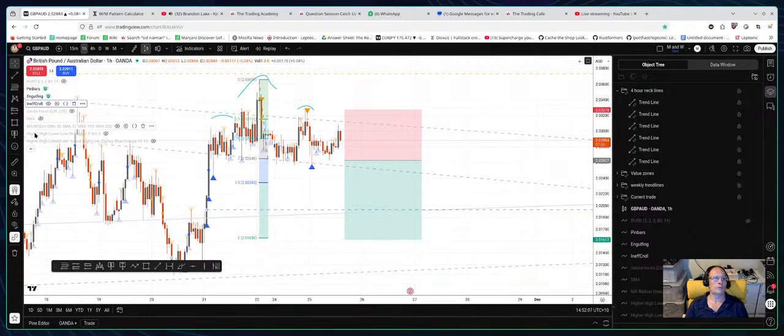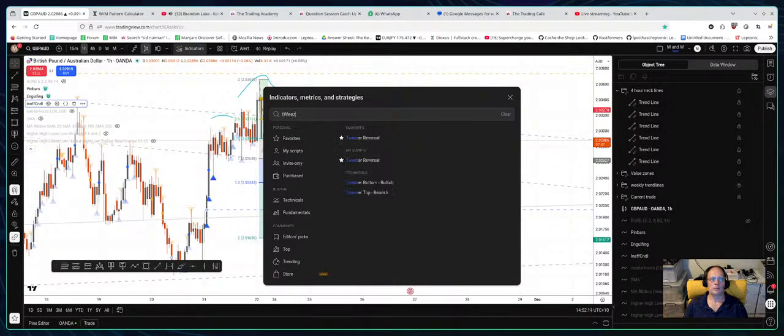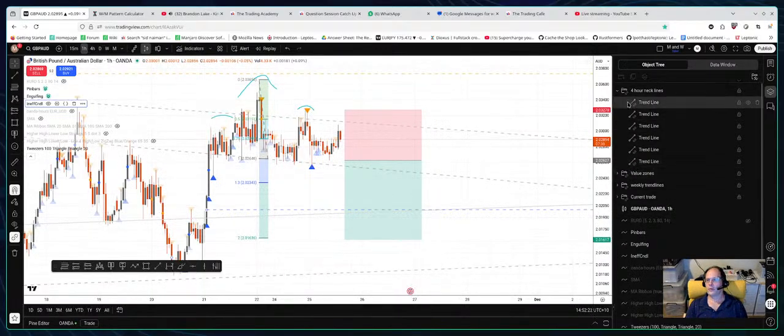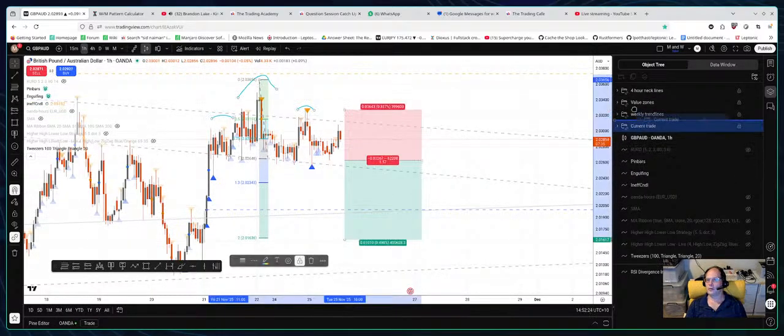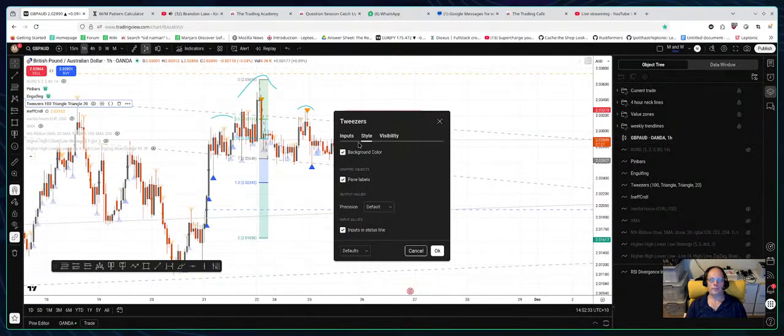I'm being like, where's the tweezers? Did I delete the tweezers? Darn it. Tweezer reversal. Is that mine? Yeah, it is mine. And we'll just move that up to, so current trade should be up the top here. Tweezer reversal should be up here with the pin bars and whatnot. And get rid of inputs and status line.